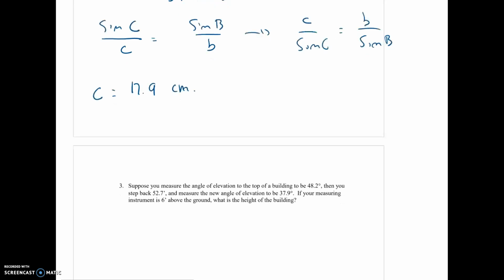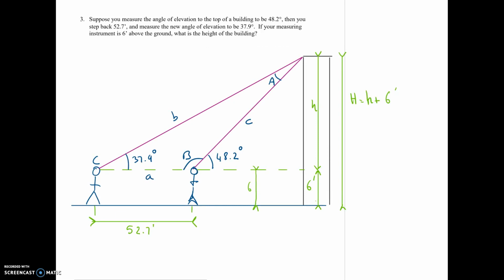So first of all, you must represent your problem properly. So what I'm going to do is the drawing, and then I get back to you. All right, guys, so now you have the problem in front of you. You have your building, 48 degree, and then you go back 52.7 feet, and you have another angle where you're looking at your building, 37.9 degree. Your size, 6 foot. I forgot to put that right here, 6 foot. So the question is, if your measuring instrument is 6 foot above the ground, what is the height of the building?